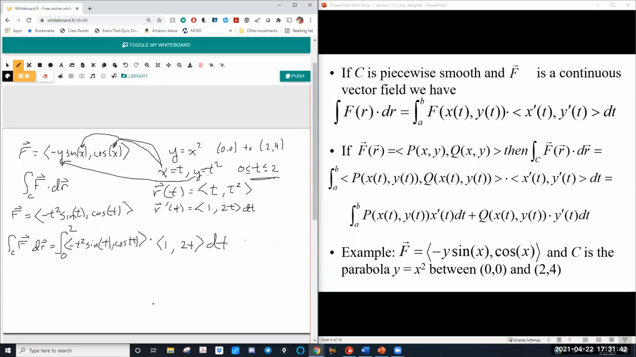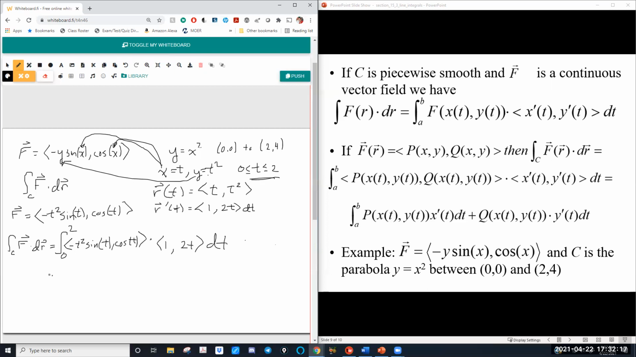I want to pause there before I go to the next step. Any questions about how I got this integral set up? I'm trying to break it down into steps because these steps are always the same. If you're not given a parameterization, you create your parameterization. You find the derivative of your parameterization. You plug your parameterization into the vector field, and then you dot those together inside your integrand. Those are the steps.